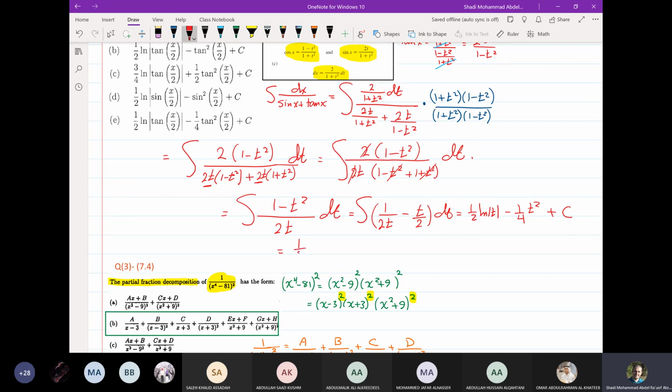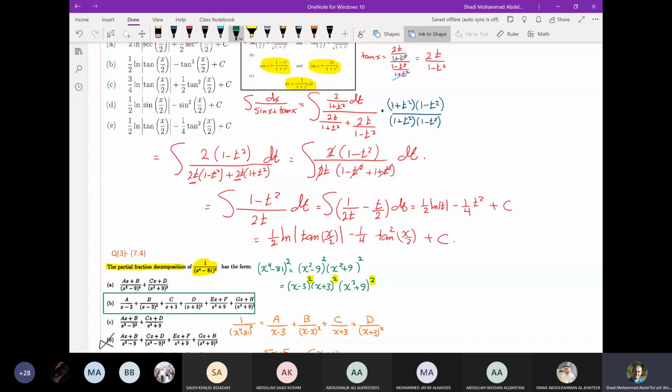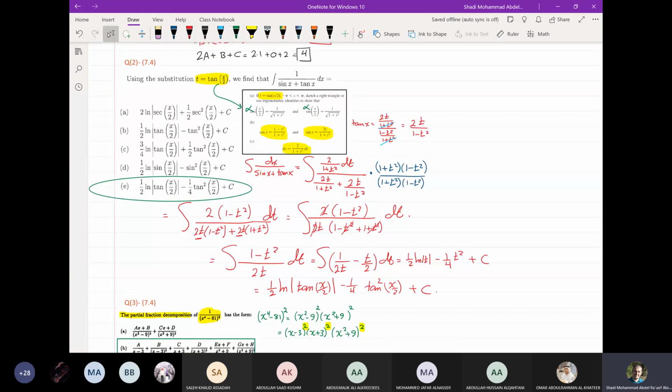The answer will be half ln of the absolute value of tan x over 2, minus 1 over 4 times t square, which will be tan square of x over 2, all plus c. So yes, your answer E is correct. This solution is correct here. You are right. Is that clear?